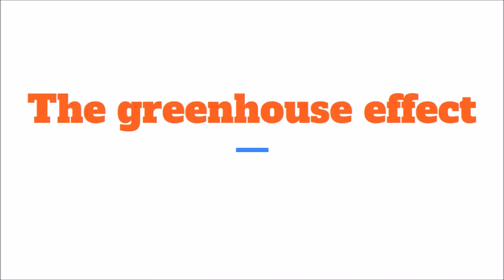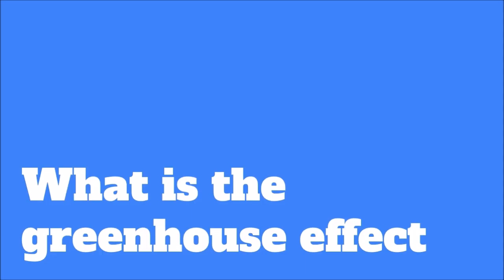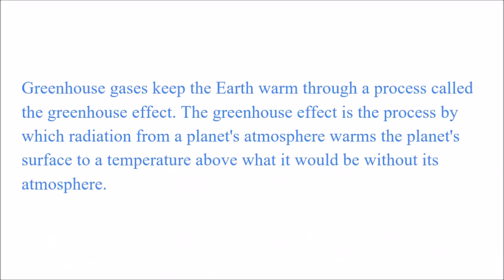The greenhouse effect. What is the greenhouse effect? Greenhouse gases keep the earth warm through a process called the greenhouse effect. The greenhouse effect is a process by which radiation from a planet's atmosphere warms the planet's surface to a temperature above what it would be without its atmosphere.